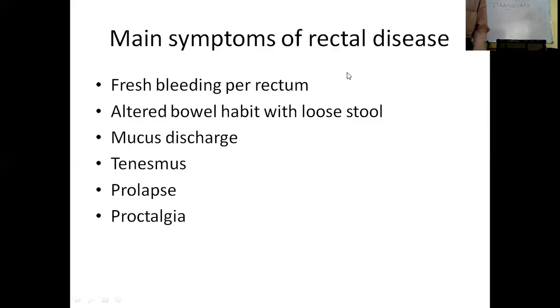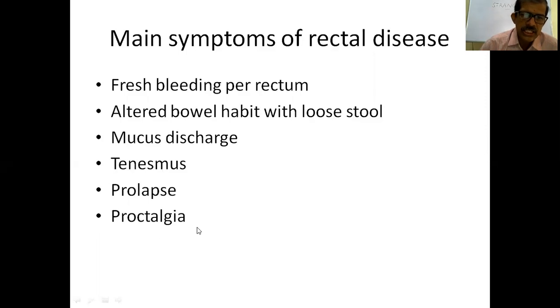So strangury and tenesmus, these two symptoms are peculiarly present. The patient will have an urge to pass, but they may not. So that is tenesmus. And of course, prolapse is self-explanatory, just like prolapse of the uterus. The rectum can also prolapse.